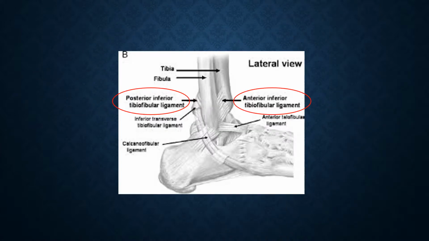So here's a lateral view of the ankle where I've circled where the anterior and posterior inferior tibiofibular ligaments are located. Notice how they're more superior than the anterior talofibular ligament, oftentimes abbreviated ATFL, which is oftentimes injured in our traditional lateral ankle sprain.